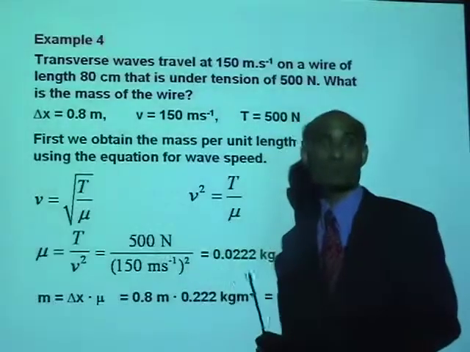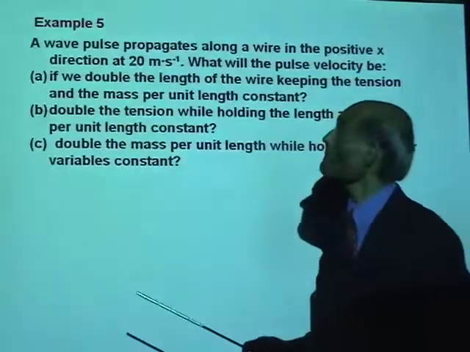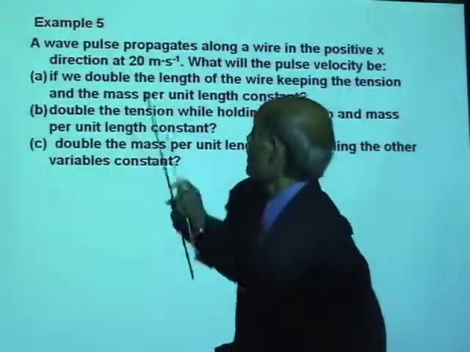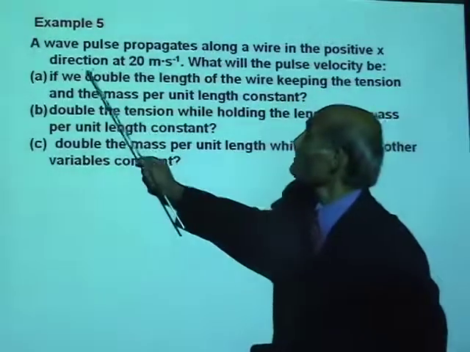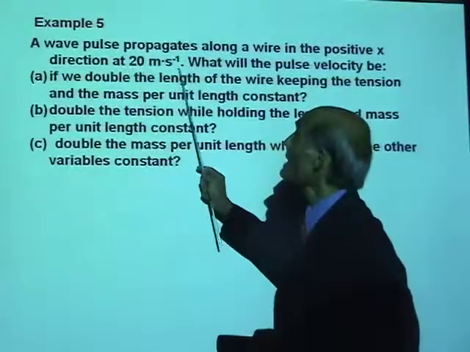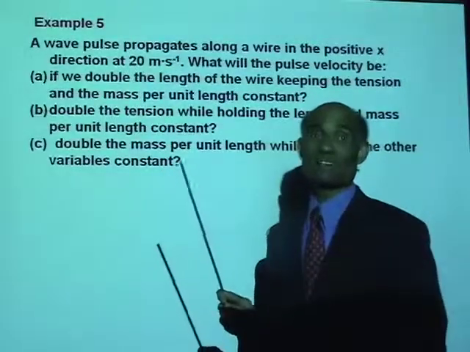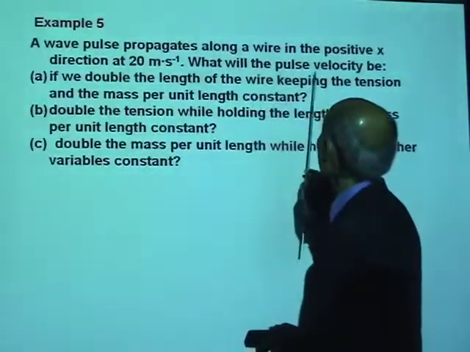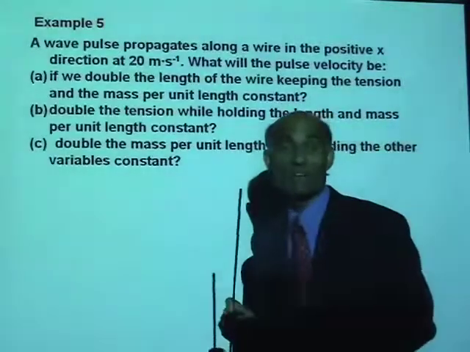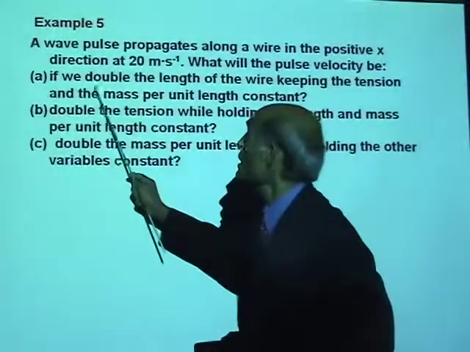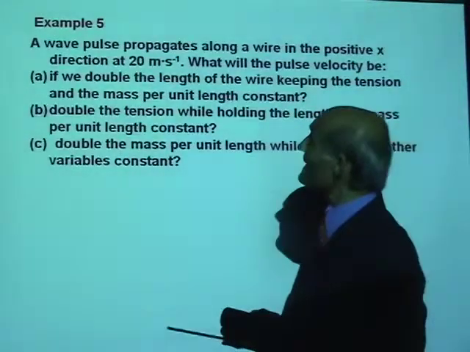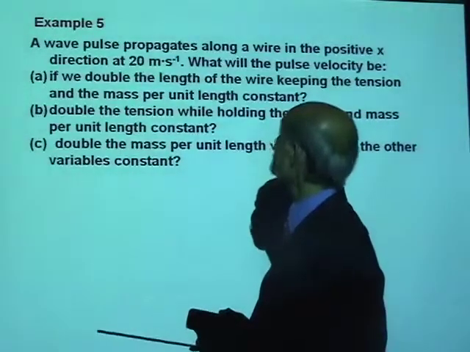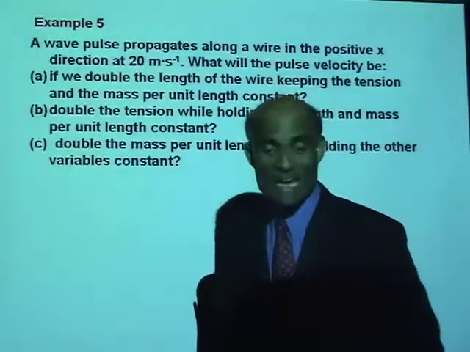Let's go and do another one. A wave pulse propagates along a wire in the positive x direction at 20 meters per second. What will the pulse velocity be? A. If we double the length of the wire, keeping the tension and the mass per unit length a constant.